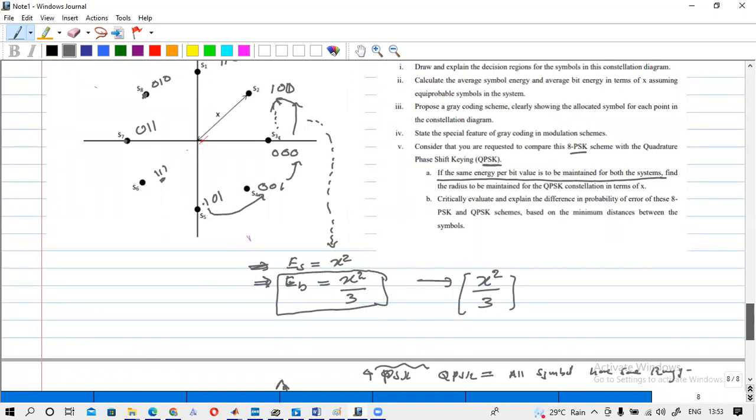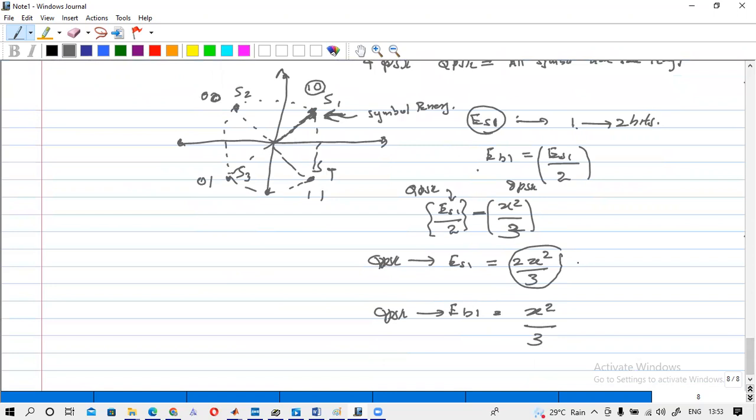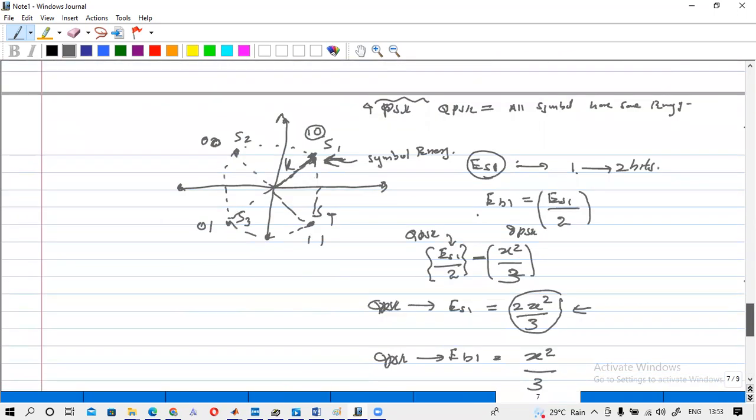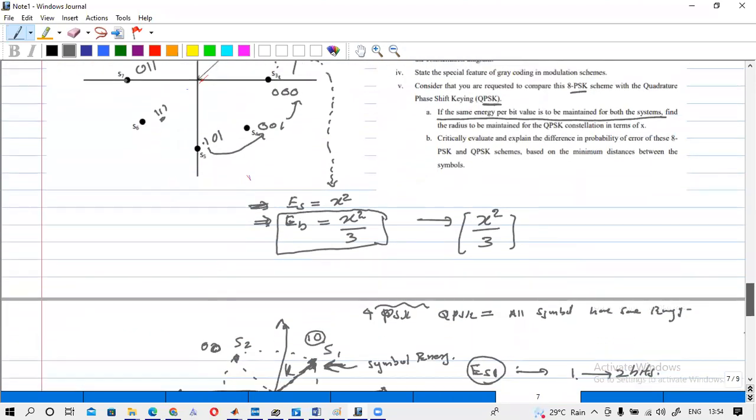Now find the radius to be maintained for the QPSK. You can see that this radius is directly related with the symbol energy. If the radius is r, r square is the symbol energy. The symbol energy of the QPSK system, ES1, is equal to 2x square by 3. Then you can get r as the square root of 2 by 3 times x. This is the radius of the QPSK circle. So we have found it.